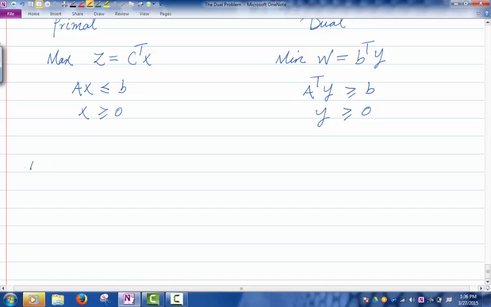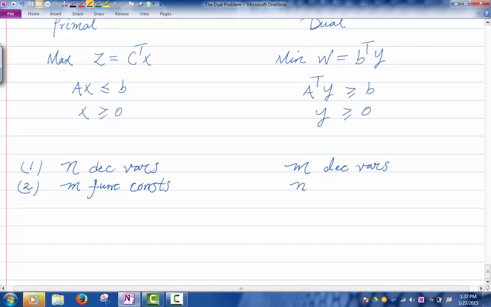Let's write down a couple of things. Number one, the number of decision variables. Here I have n decision variables, and here I have m decision variables. Number two, here I have m functional constraints. Here I have n functional constraints.